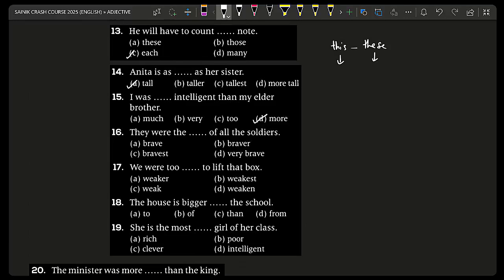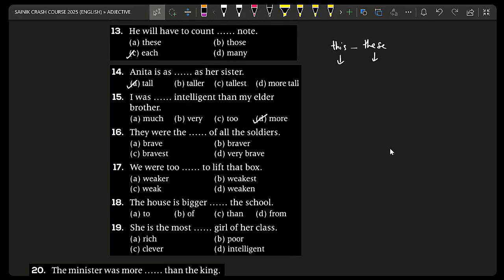And your other student, Varshita, can you answer the 15th question? The 15th one is over, no? 16. They were the dash of all the soldiers. They were the bravest of all the soldiers.